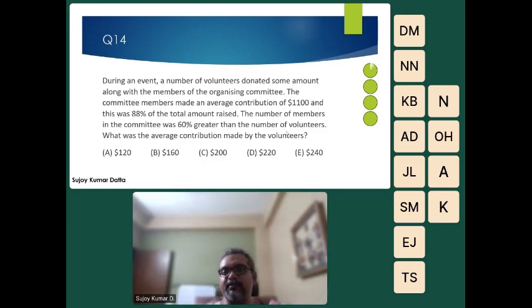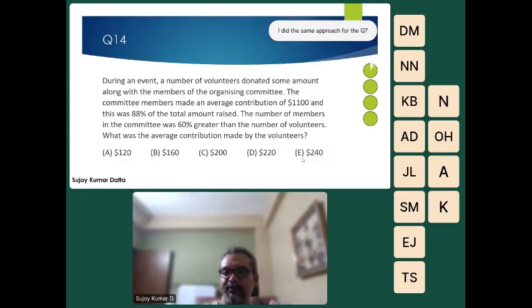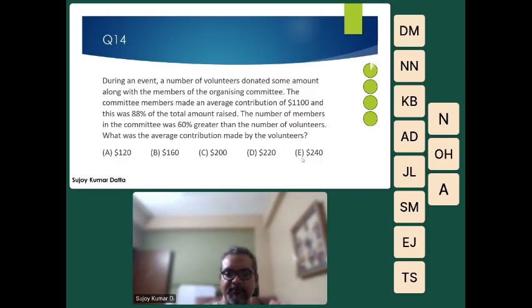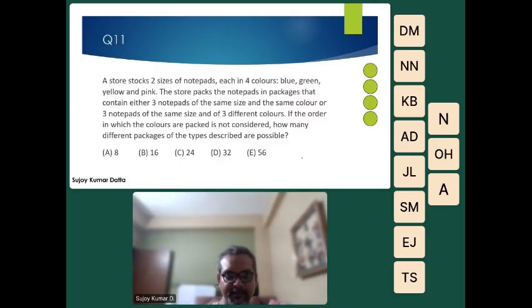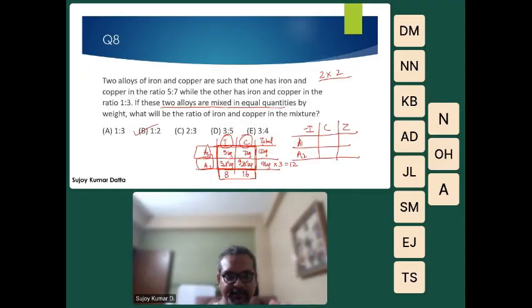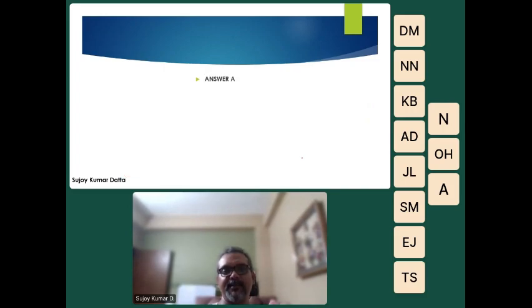So how do you do it first? Okay, can you tell me how you did that? What's your approach? Do you set up an equation and stuff? Okay, question 7. What was question 7? Let me see. Ah, yes. Okay, good. A table thing, yes.